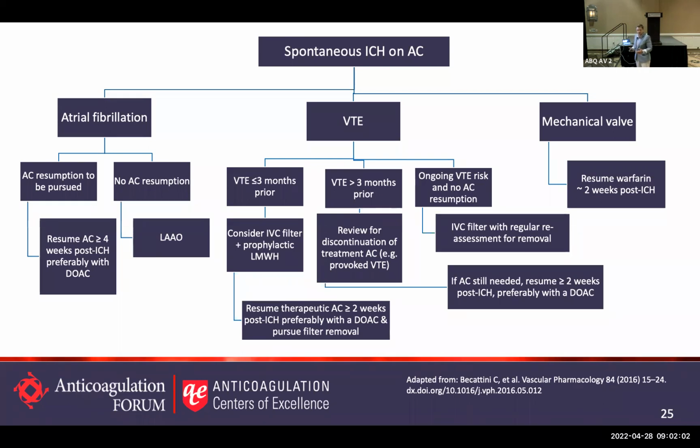And if he's amenable to resuming, on the far left, we probably would think about doing that at around the 4-week mark to give him some time to stabilize. And if he's not amenable, we're having that conversation about left atrial appendage occlusion. Okay.